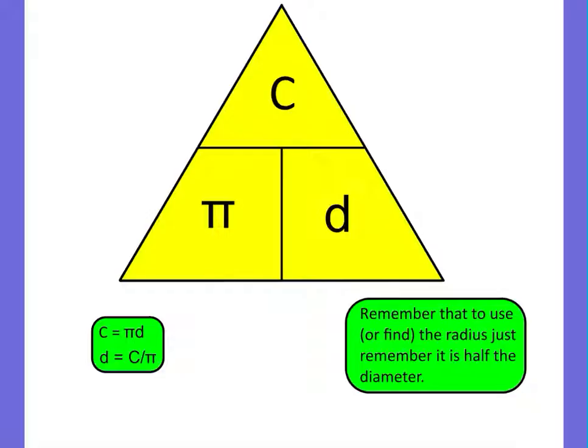circumference divided by pi. And this relationship can be used in this triangle. So if I wanted to work out the circumference, it's pi times diameter. The diameter is the circumference divided by pi, and the pi itself is the circumference divided by the diameter.